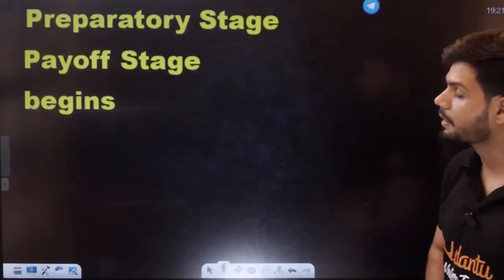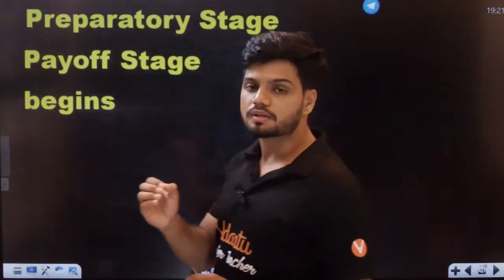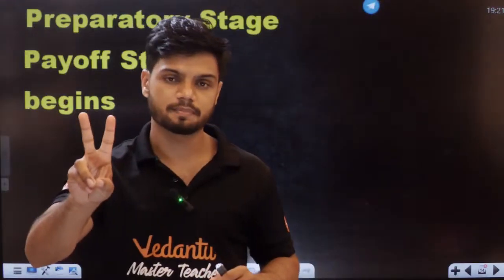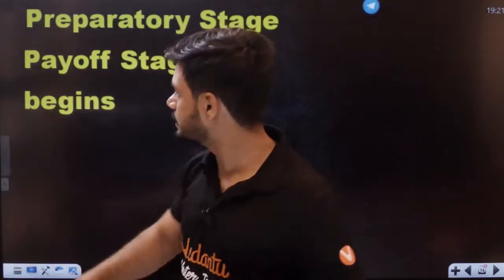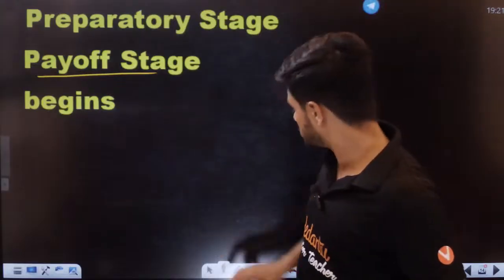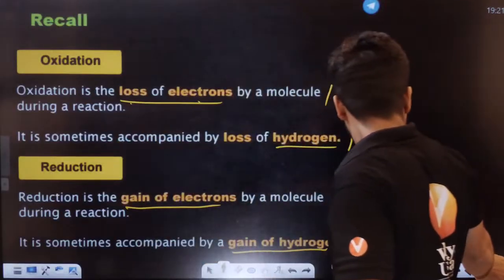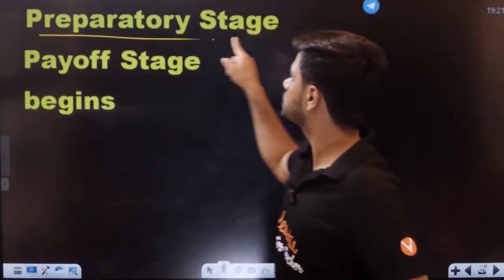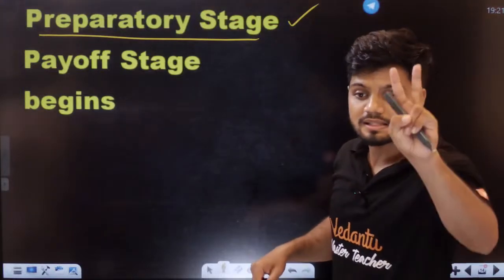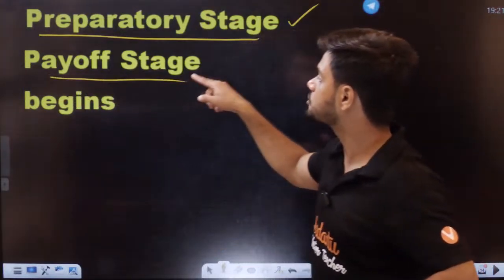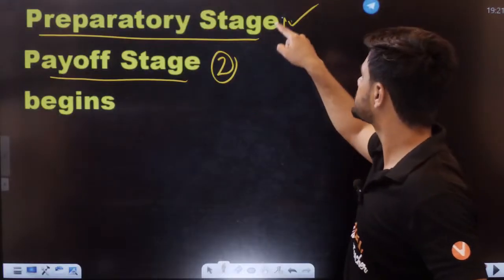Now students, the entire glycolysis can be divided into two stages. The first stage is called the preparatory stage. The second stage is called the payoff stage.